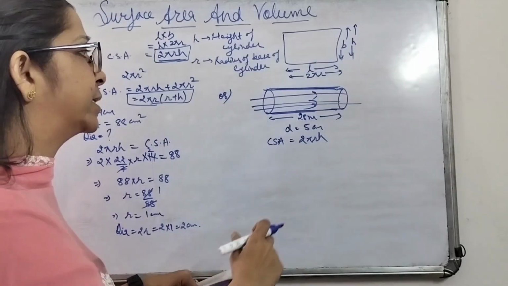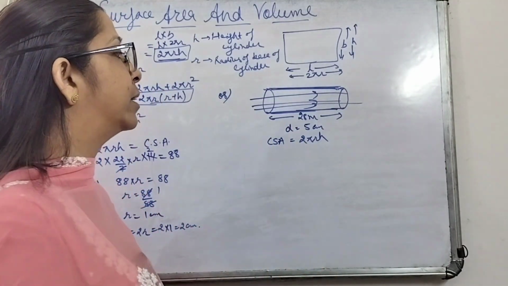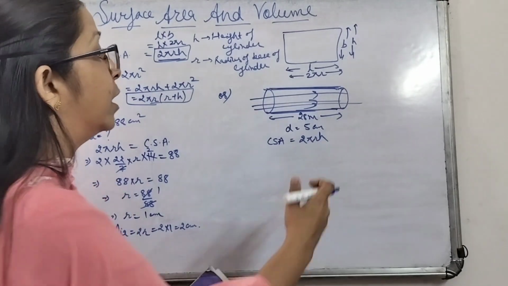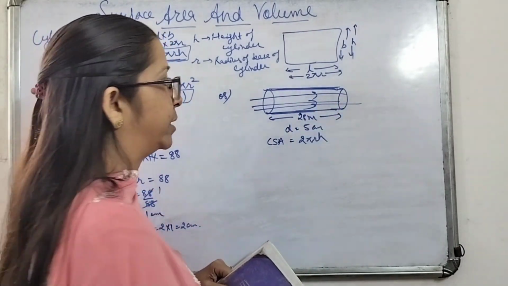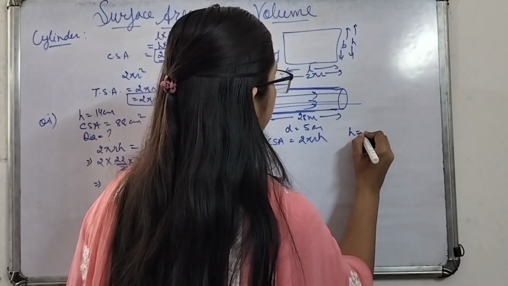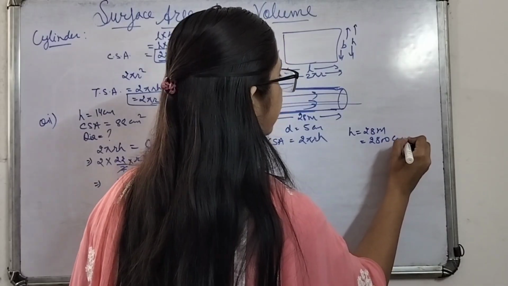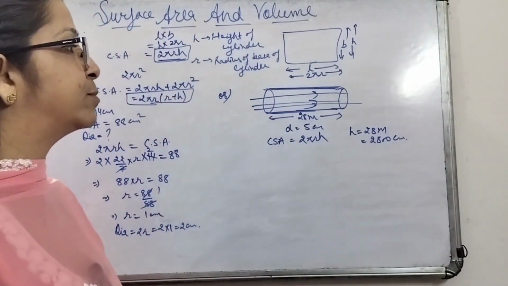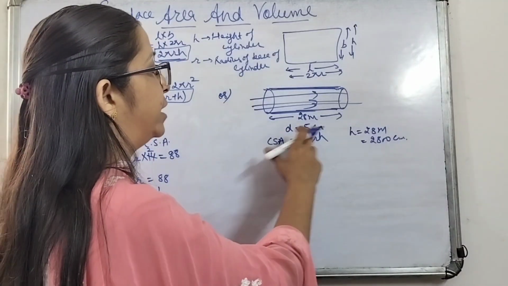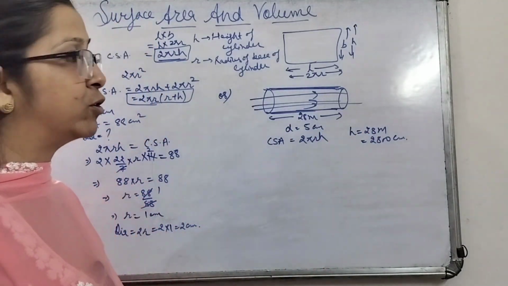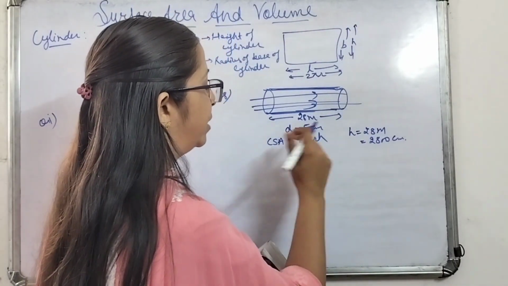So either we convert this 28 meter into centimeter, or we convert this d into meter. This is in centimeter, so we have to convert either one. We are converting h, which is 28 meter, so it can be written as 2800 centimeter. We have converted meter into centimeter because we want the units to be the same. Units of d, units of h, everything should be in the same unit. That's the reason we have converted it. So h is 2800 centimeter.